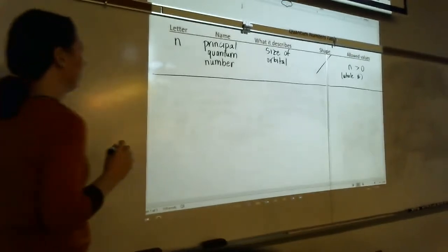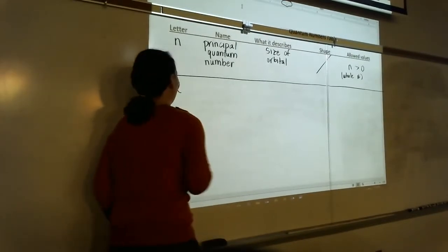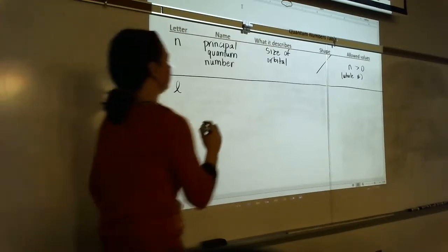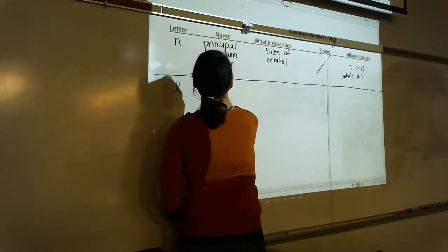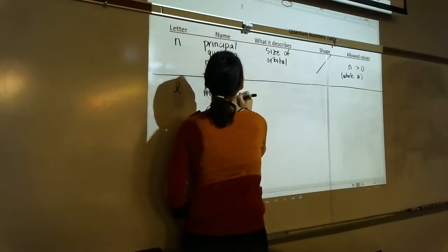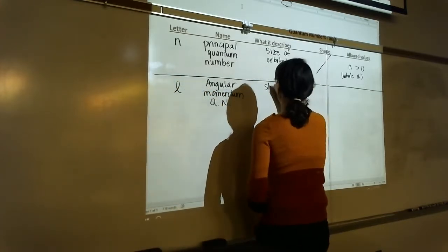So n. The next one is l. That's lowercase cursive l. I write it in cursive so you don't think I'm drawing a number 1. That is the angular momentum quantum number. This describes the shape of an orbital.